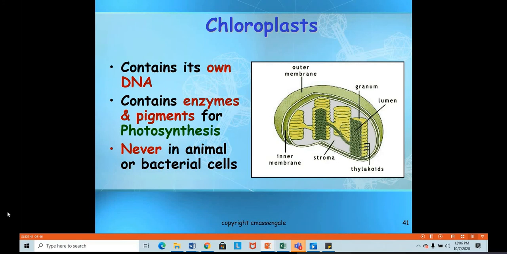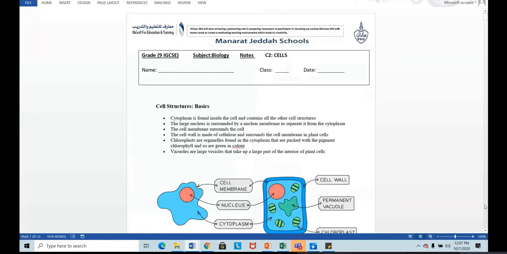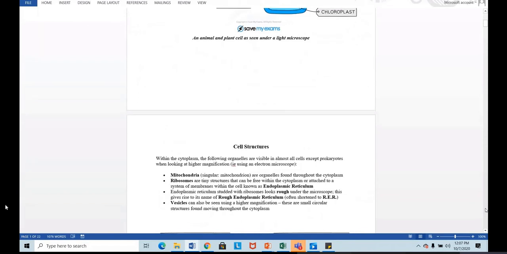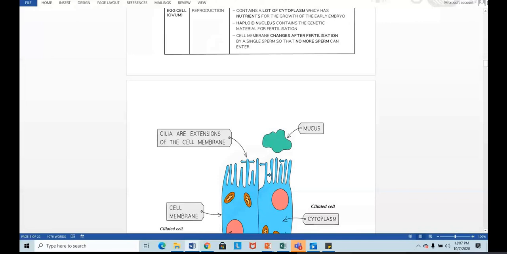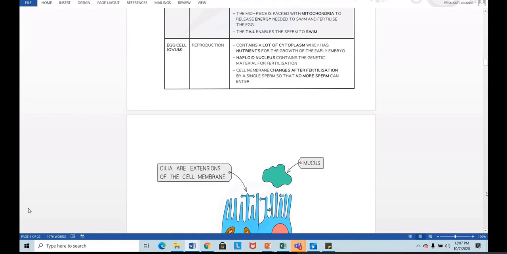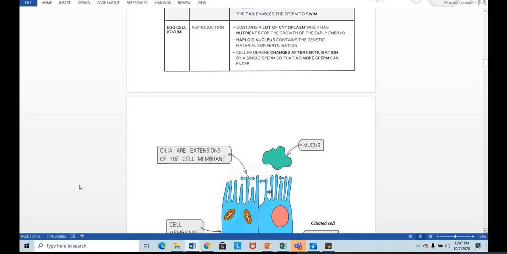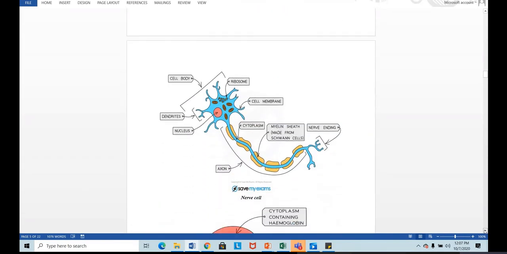Is it clear, girls? Let me also show you the notes which I sent to you yesterday. Please go through it and study from it. It is very, very detailed, and you have each and every piece of information in the notes here. Particularly, you have the cell, its function and the adaptations of each and every type of cell. These are the extra pieces of information given in the notes, so you might be asked these questions in your IGCSEs. So you may go through it, and if you have any doubts, you can ask me.